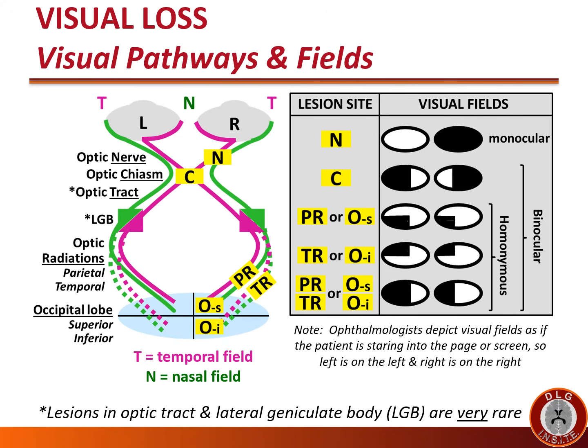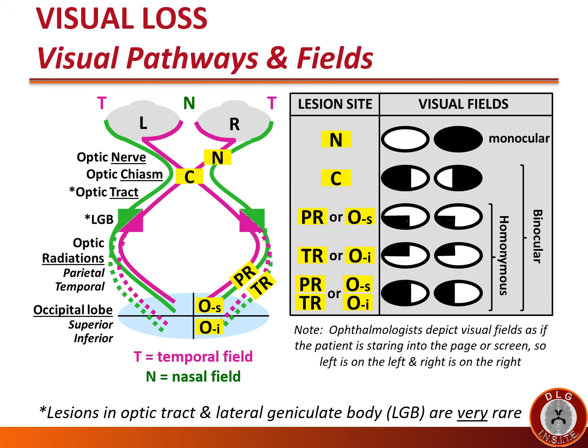So let's first note that the outer vision, the temporal fields, actually project onto the inner retina, and the inner fields, nasal fields, project onto the outer retina. This has a direct effect, especially on what happens at the chiasm, which we'll get to in a moment.